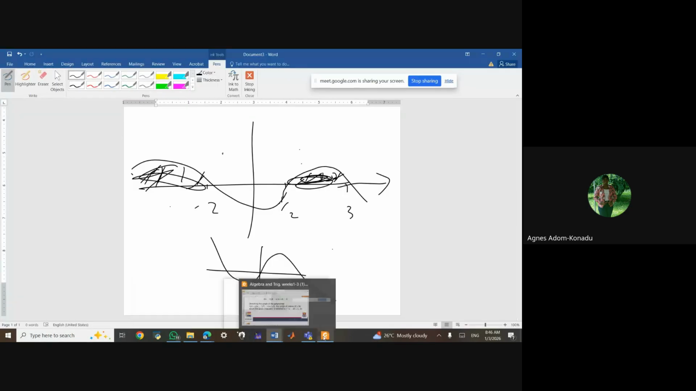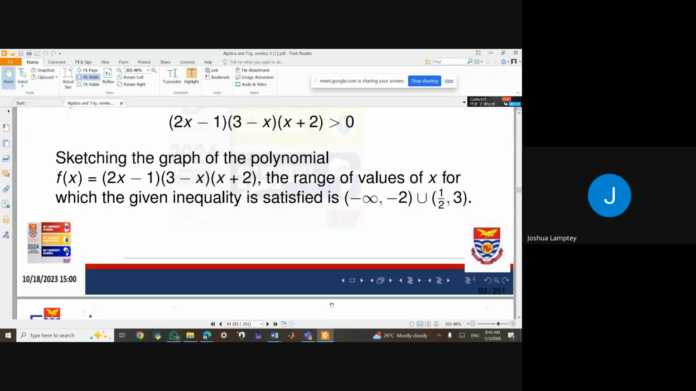Okay, so there's a hand up. Joshua, your hand is up. Yes, madam. Madam, please. I want to know the reason why we have to square the denominators before we multiply through.